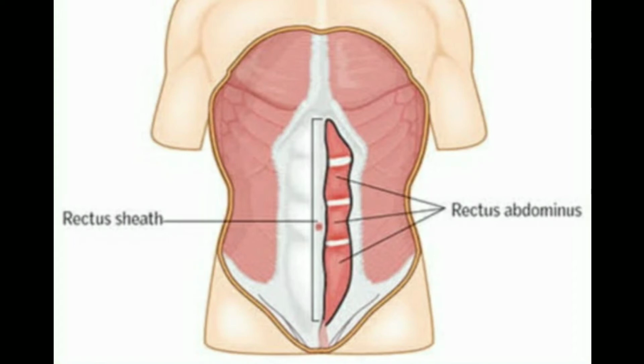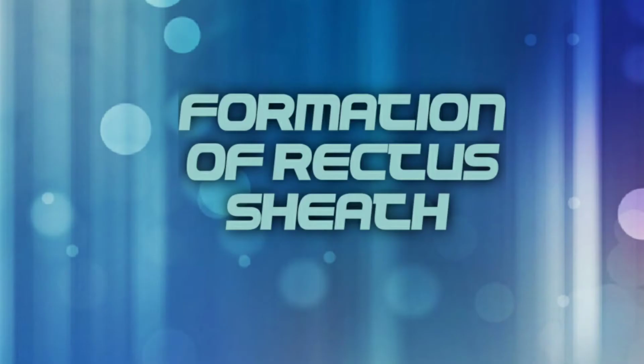Okay, let's go. Okay guys, I forgot what the rectus sheath means. It's an aponeurotic sheath covering the rectus abdominis muscle. Okay, got it? Now let's see the formation of the rectus sheath. Here we go.